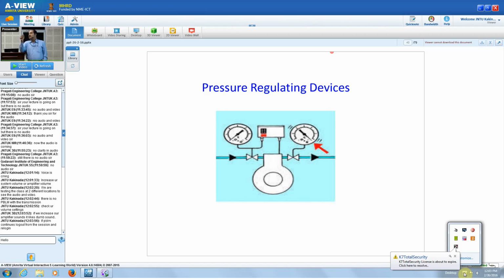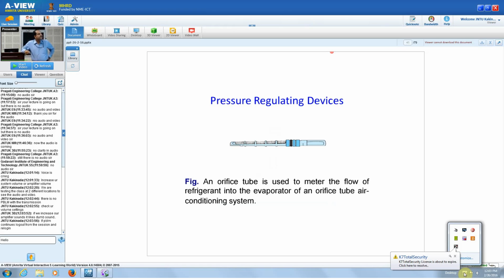So, what is the desired suction pressure? And what is the desired discharge pressure? Based on that, this will work. Right? These two will be provided. Next.